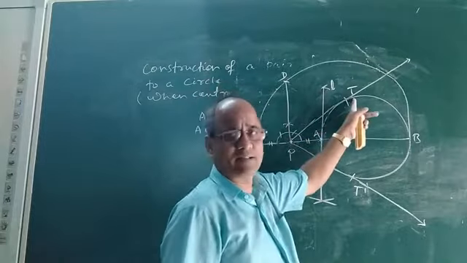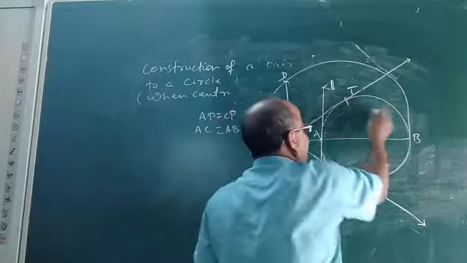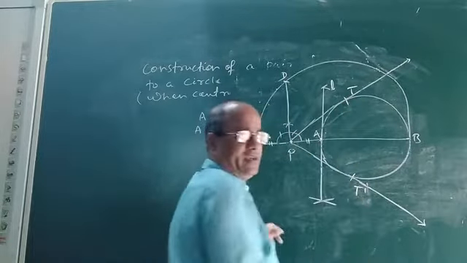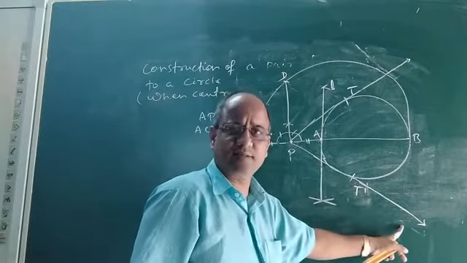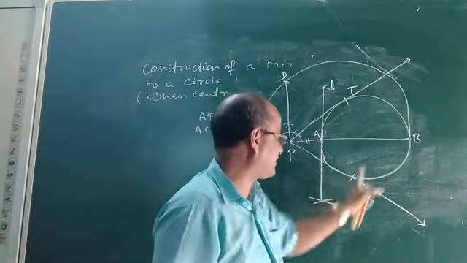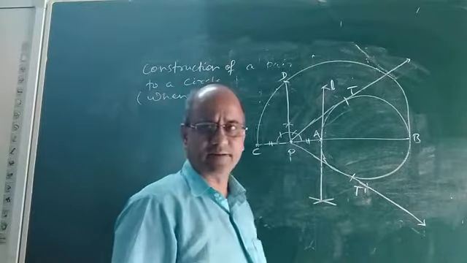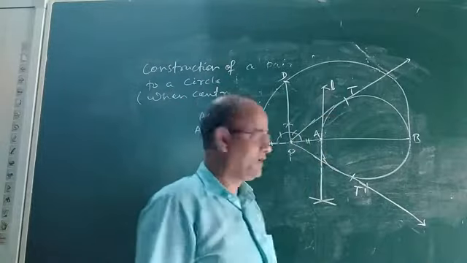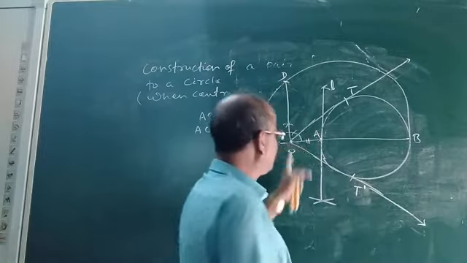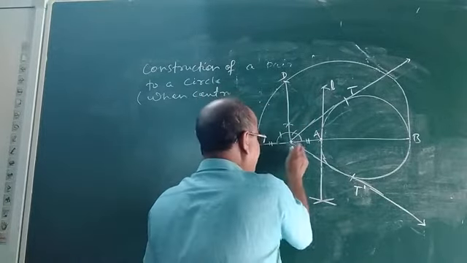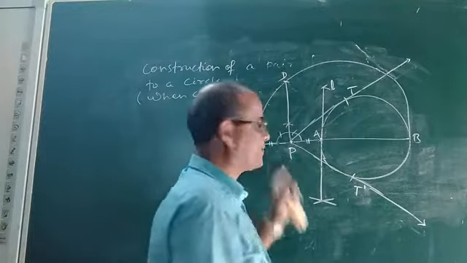But look at the line segment, look at the ray, look at the line PT. It has intersected the circle in how many points? One point, that is T. Similarly, PT dash. This ray touches the circle in how many points? One point. So it is again a tangent. So PT and PT dash will be the two required tangents drawn to this circle from the external point.